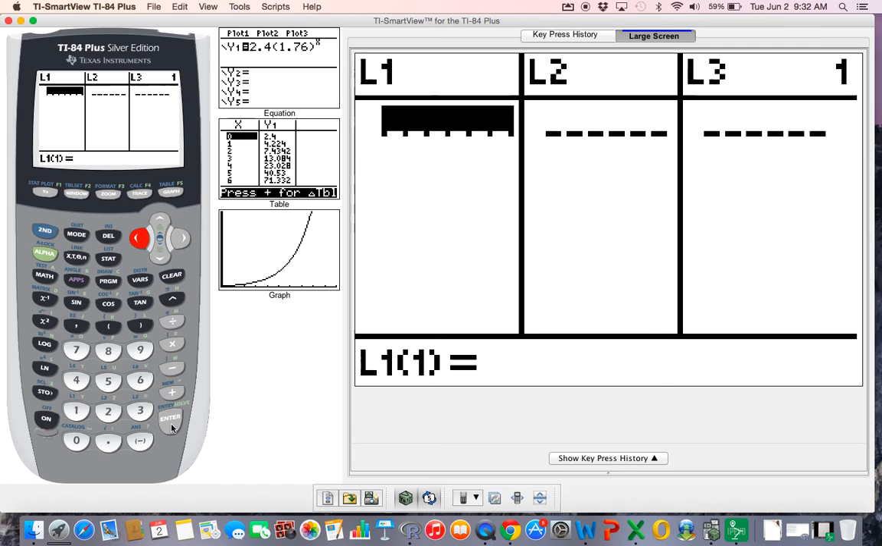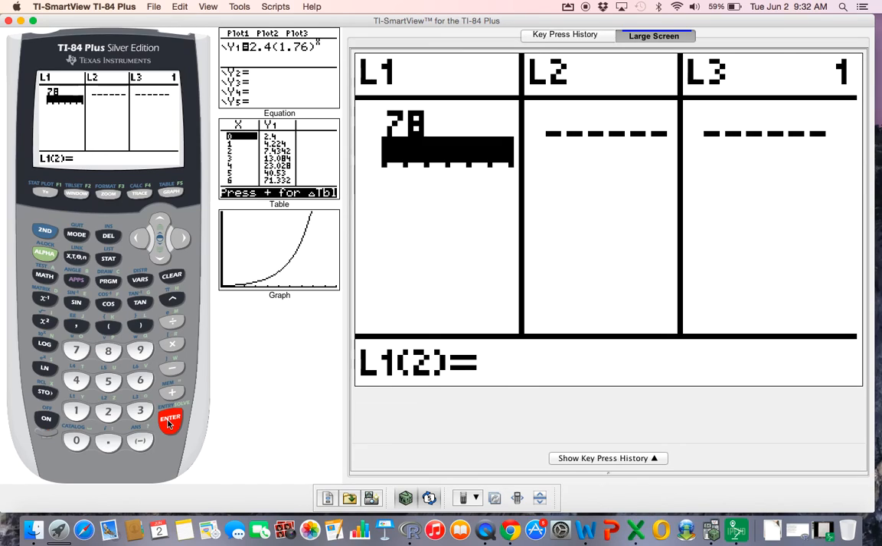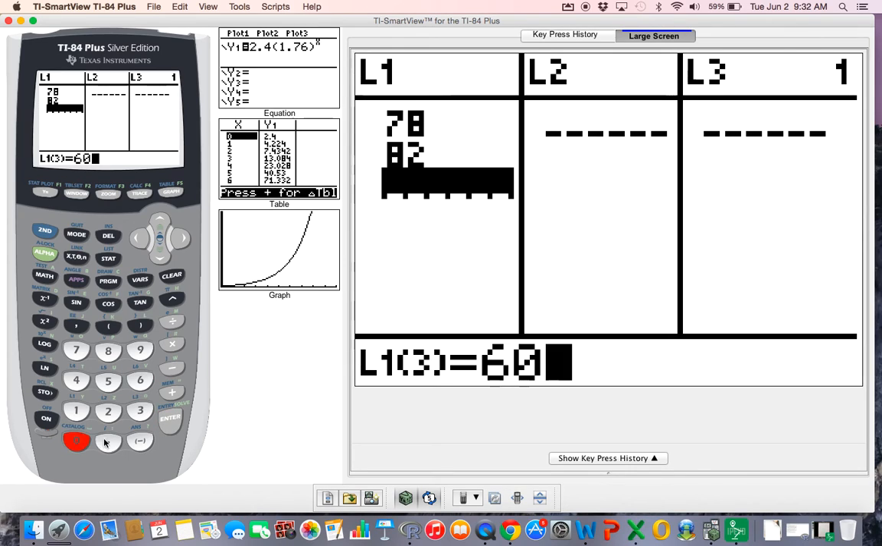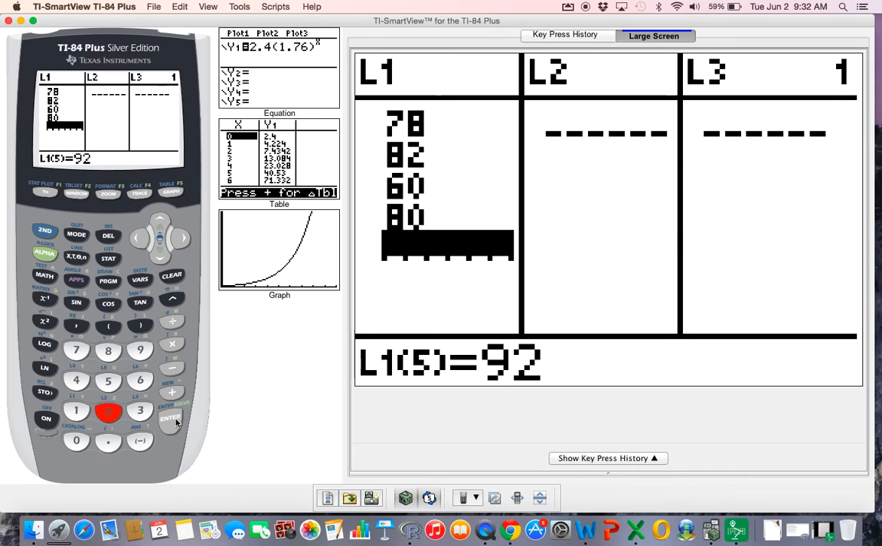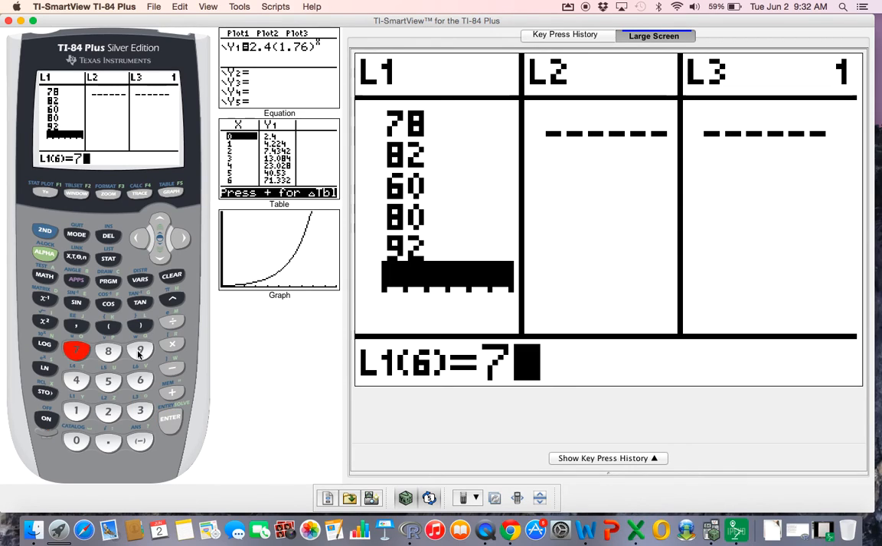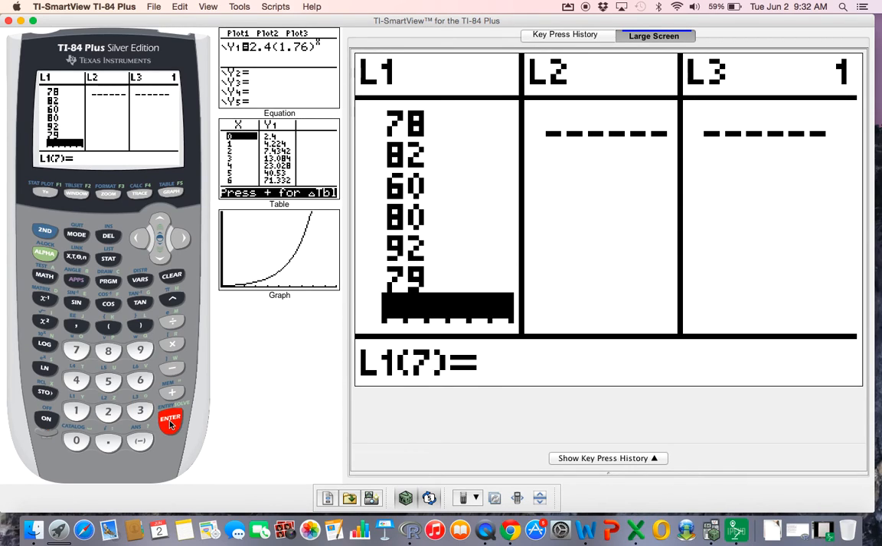All right, gang, what I want to do is type the numbers in my calculator. So I'm going to type in 78, hit enter, 82, 60, 80, 92, 79, and 47.